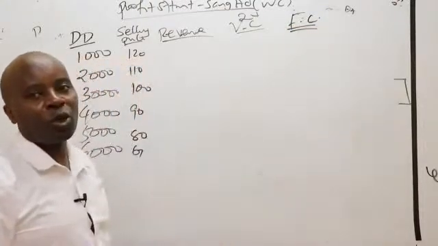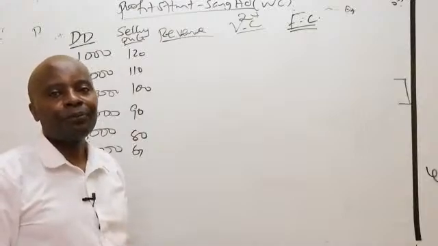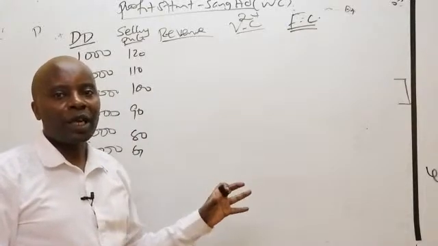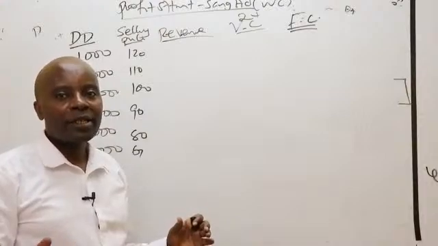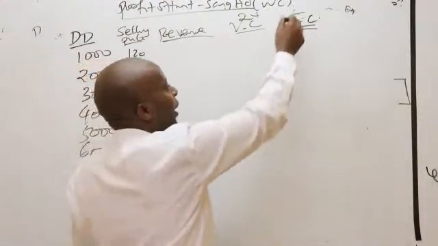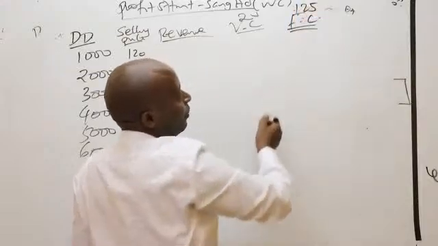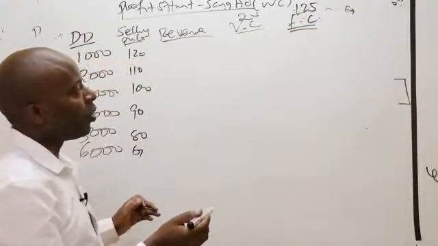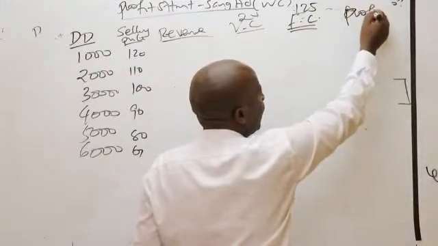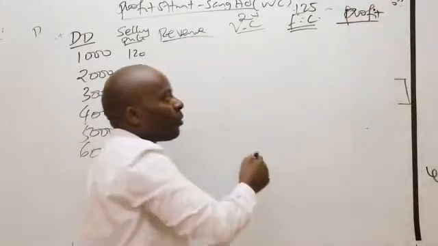So fixed cost, what do we have over there, somebody? You will take the fixed cost of X plus the fixed cost of Y. 125. Thank you very much. Now what I expect of you is to come and give me the profit there.